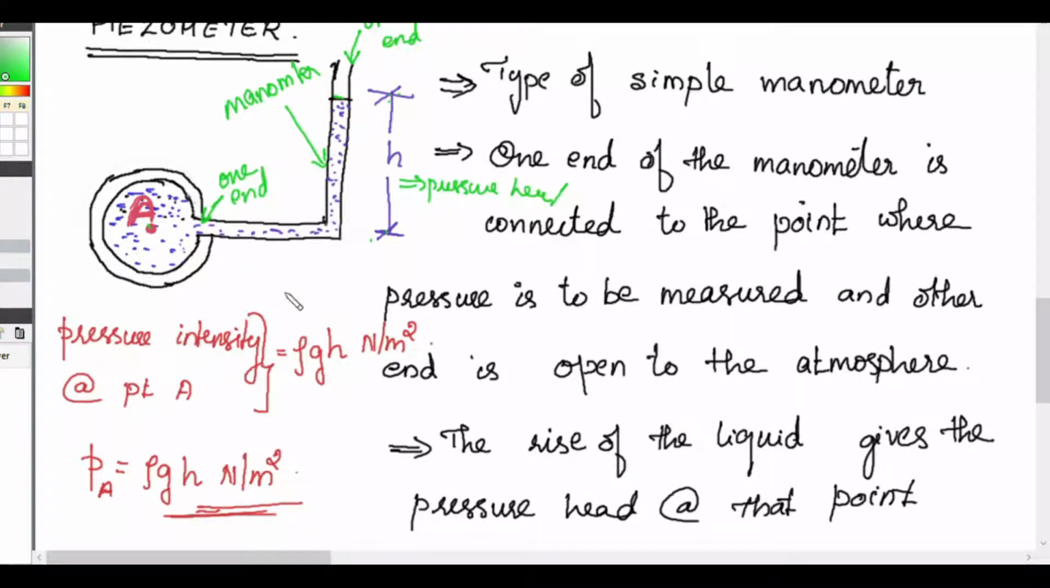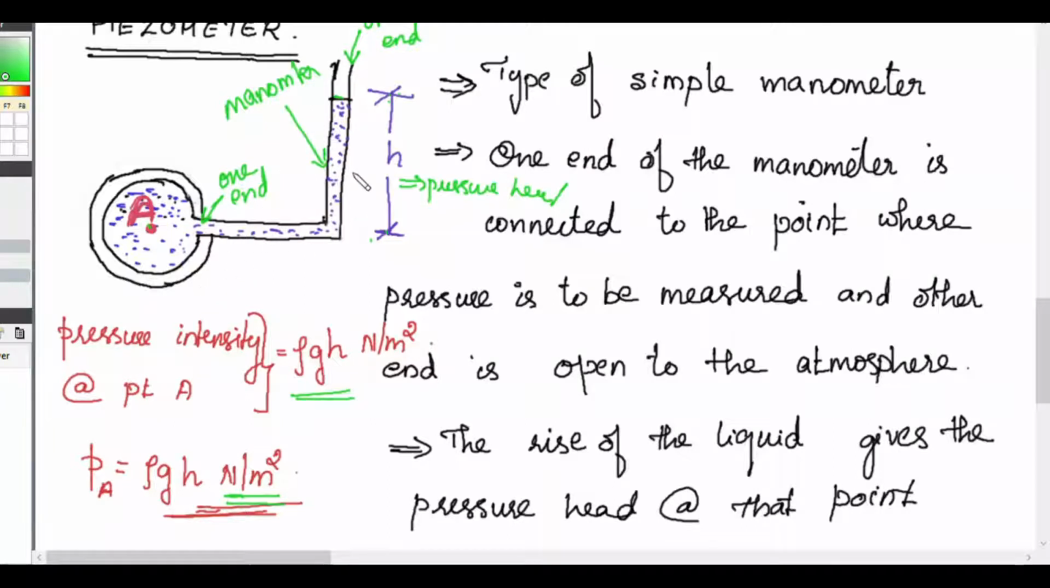Now we know the pressure intensity at point A, the formula is rho g h. Rho is the density of the given liquid, g is acceleration due to gravity, and h is the pressure head. You can mention it as h or z. Therefore, pressure intensity at point A will be equal to rho g h. The unit is Newton per meter square.